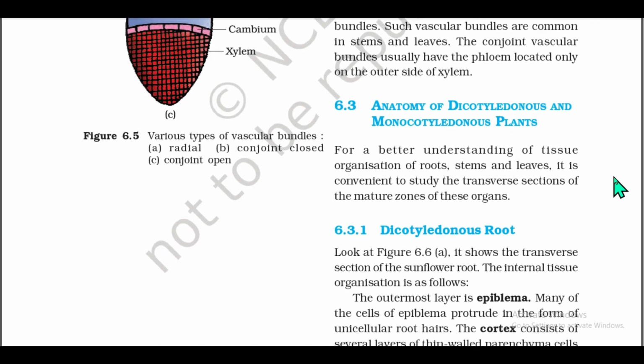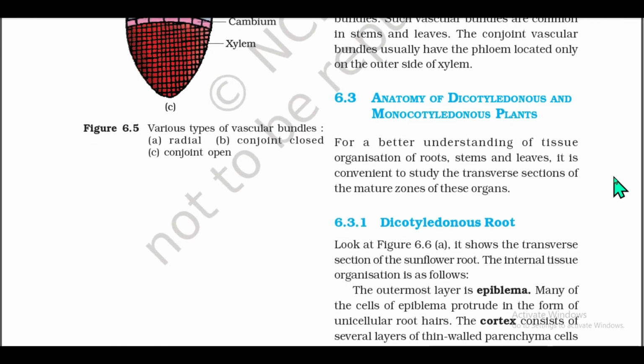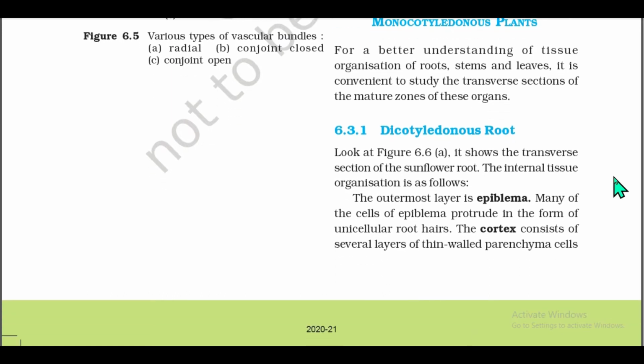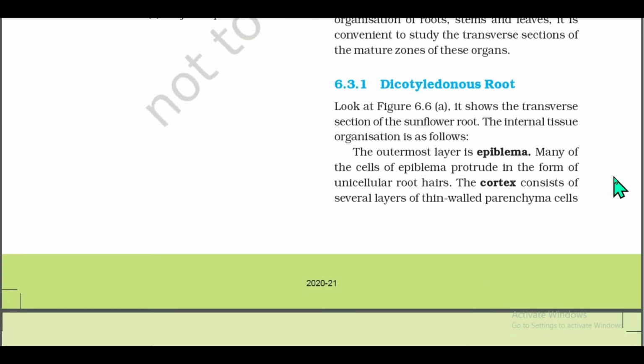6.3 Anatomy of Dicotyledonous and Monocotyledonous plants. For a better understanding of tissues, organization of roots, stems and leaves, it is convenient to study the transverse sections of the mature zones of these organs. 6.3.1 Dicotyledonous root. Look at figure 6.6a. It shows the transverse section of the sunflower root. The internal tissue organization is as follows.